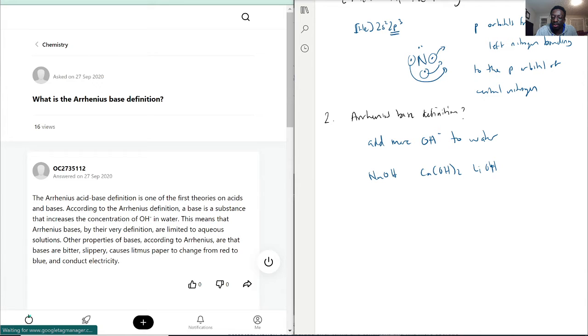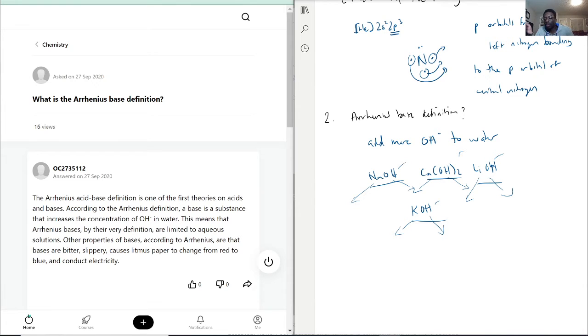All of these are examples of Arrhenius bases because their goal is, as you can see, when it dissociates, it's going to dissociate into sodium and hydroxide. For each one, potassium and hydroxide, calcium and hydroxide, lithium and hydroxide. That's how they would dissociate there. So these are all perfect examples of Arrhenius bases.